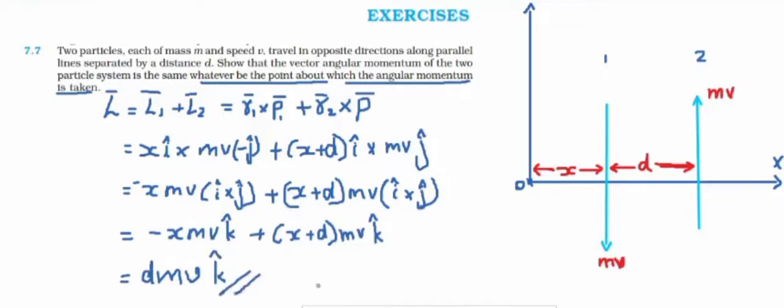So from this equation we can state that the total angular momentum is independent of x. That means if I take these two particles at these two points at a distance d, we also get the same value of angular momentum, because it depends on d, m and v. So whatever be the distance, whether it is x or more than x, the total angular momentum is independent of the origin. That is the result we obtain.